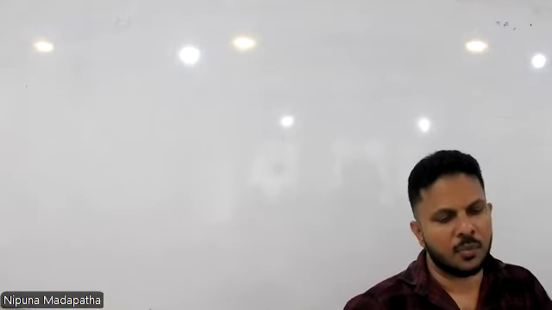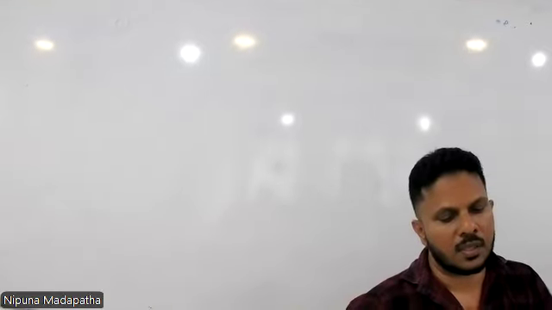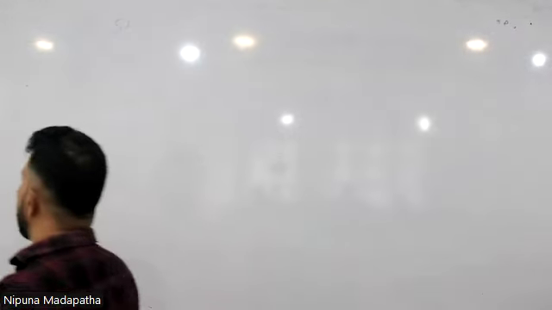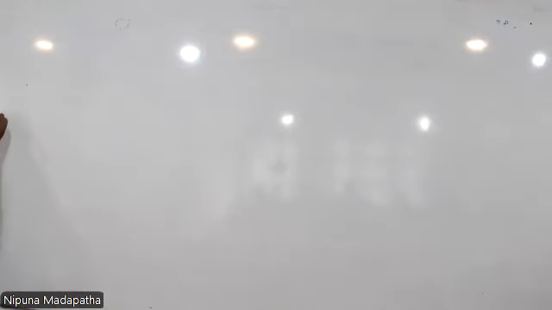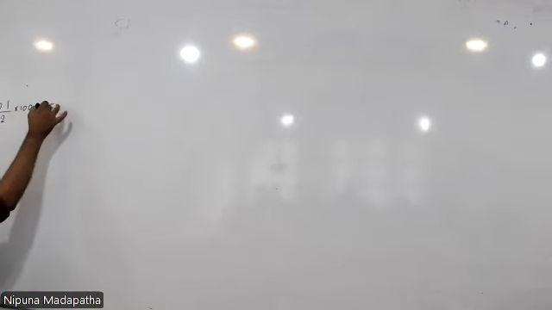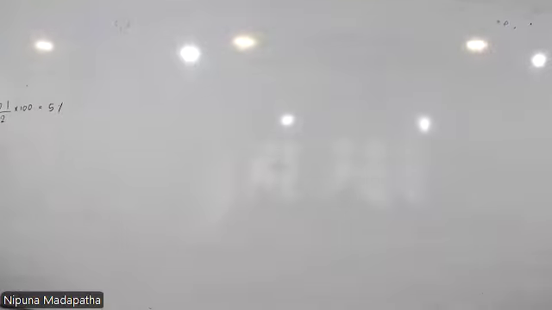Part B: when the student measured the time for only one oscillation, his reading was 2 seconds. If the instrumental error in the time measurement is 0.1, determine the percentage error of the value of the period of oscillation. Like I did previously, the error in time measurement is 0.1 over 2 times 100, so 5%.